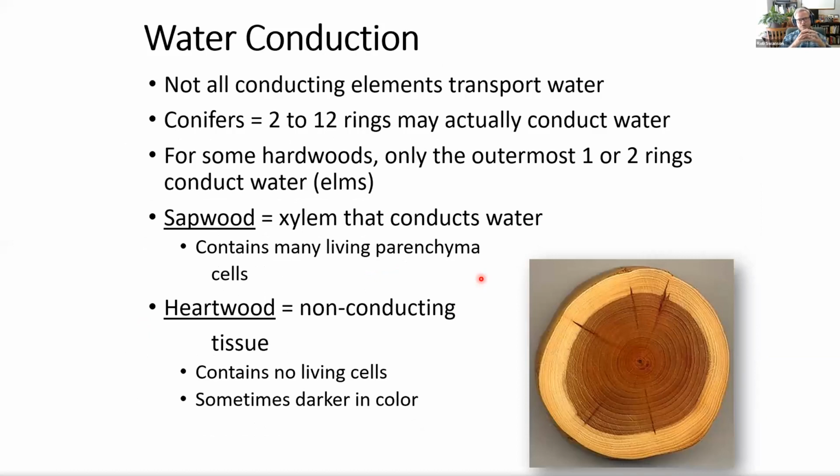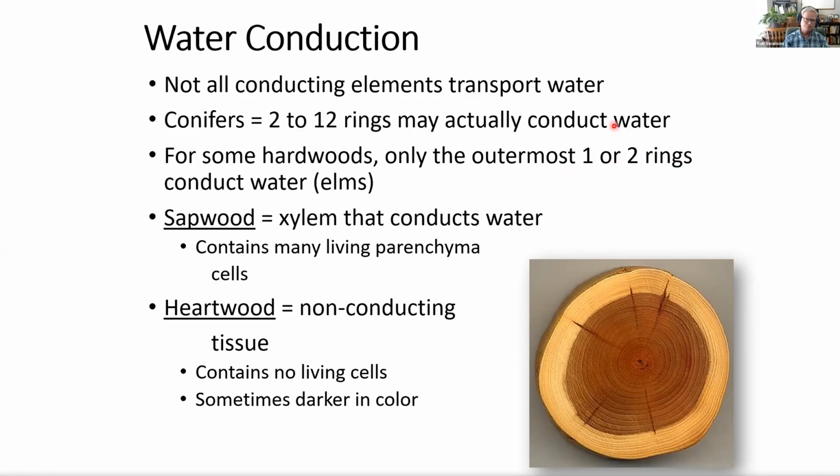So not all conducting elements transport water. So just because all of this is sapwood does not mean that it absorbs water out of the soil, moves it up into the canopy to be used in the leaves. That doesn't happen all the way through here. It really just happens in the outer ring or so. Conifers are able to do it. Remember, they don't have vessels, they have all tracheids. 2 to 12 rings may conduct water in a conifer. And in hardwoods, usually only the outermost 1 or 2 rings conduct water.